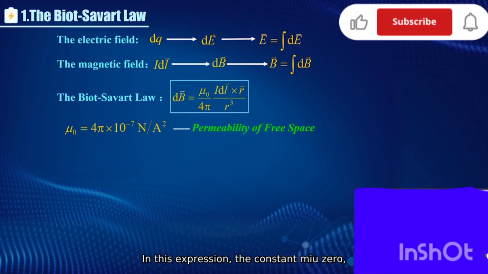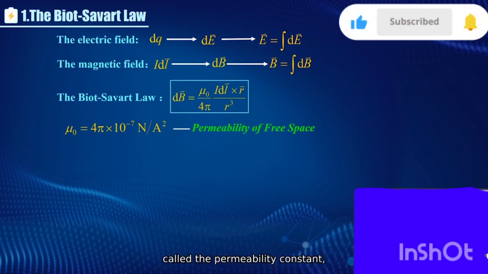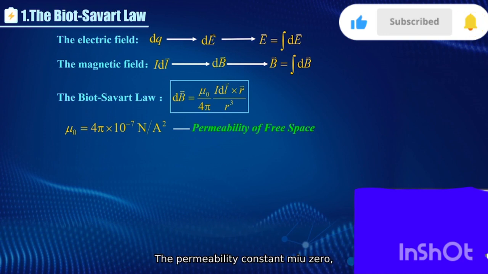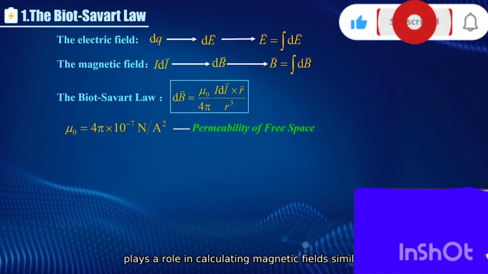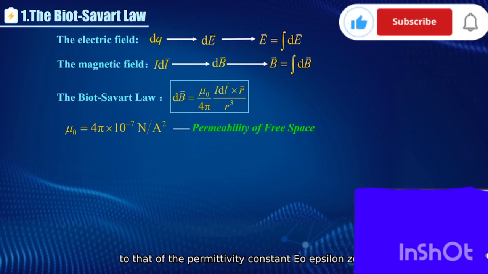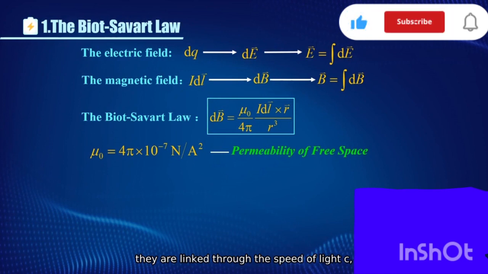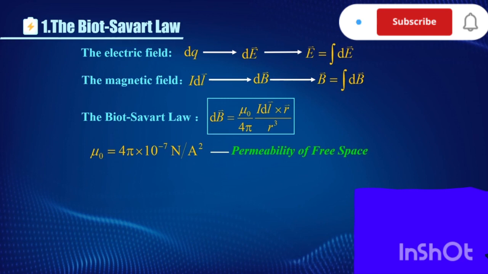In this expression, the constant μ0, called the permeability constant, has an exact value. μ0 equals 4π times 10 to the minus 7. The permeability constant μ0 plays a role in calculating magnetic fields similar to that of the permittivity constant ε0 in calculating electric fields. The two constants are not independent of one another. They are linked through the speed of light c, such that c equals 1 over the square root of ε0 times μ0.